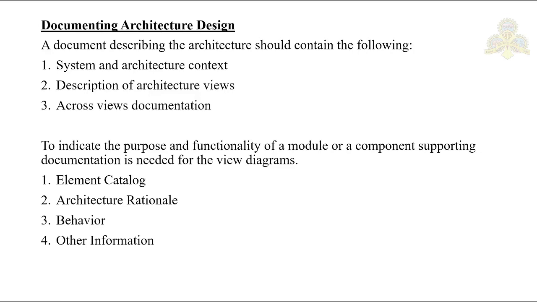The last one is other information. This section may include a description of all those decisions that have not been taken during the architecture creation, but have purposely been left for the future, such as the choice of the protocol or choice of server, etc. Okay.